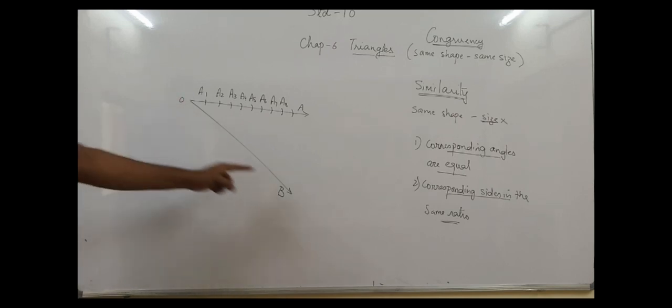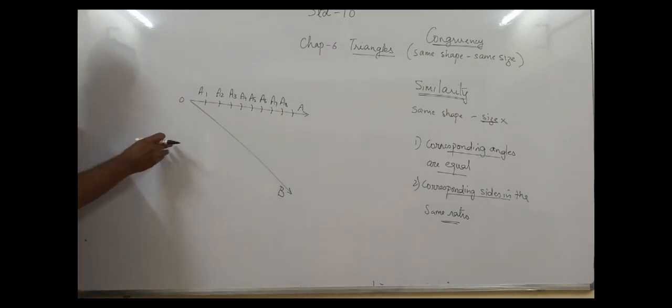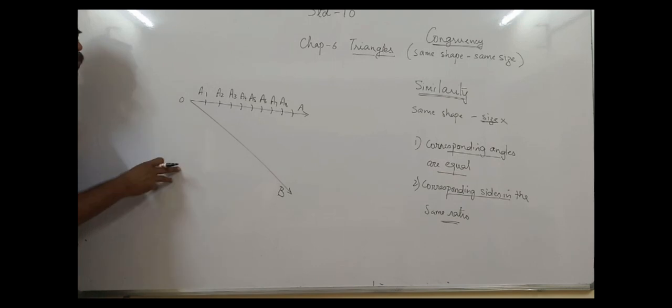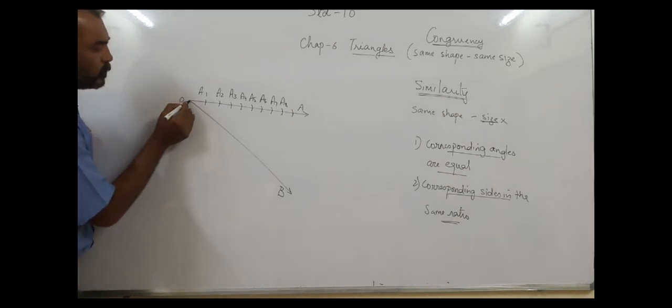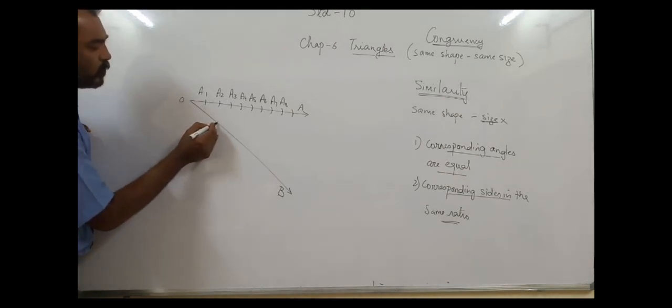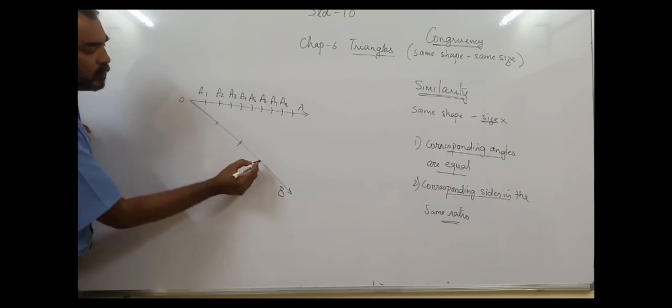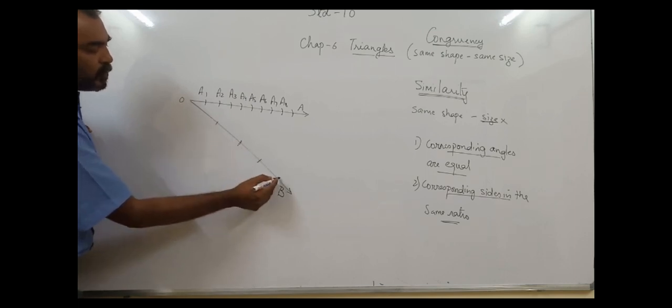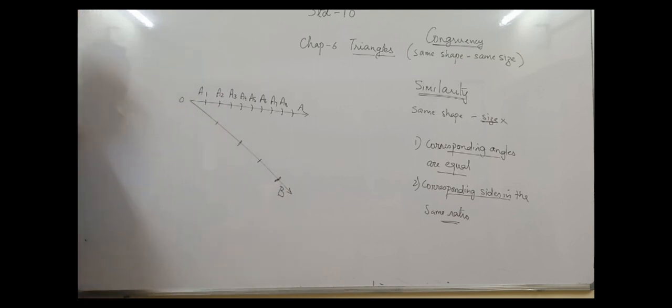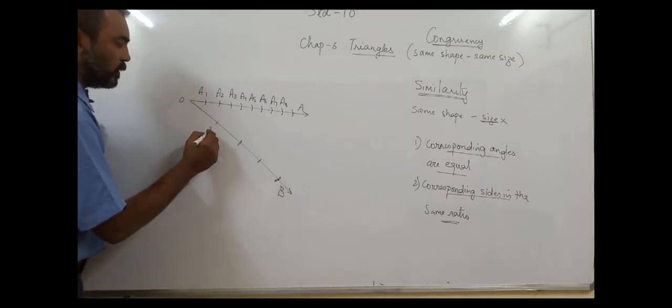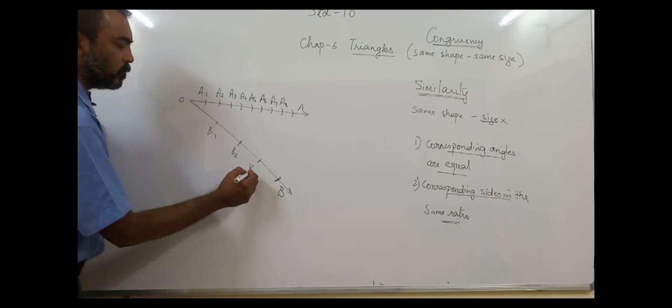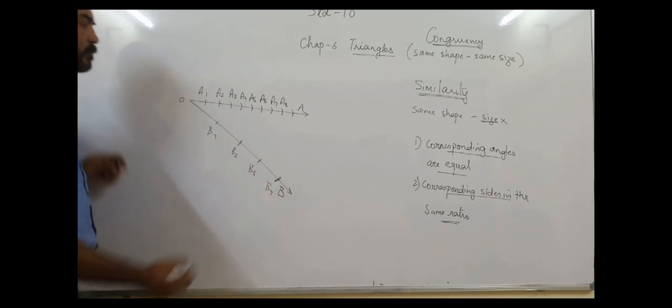Now for OB, change the distance. Make it 2 centimeter or 3 centimeter or 1.5 or 2.5, whatever you want. So with 2.5, you get your first point here, 2.5, you get your second point here, 2.5, third point here, 2.5, fourth point here. Okay, so I call it B1, B2, B3, B4.